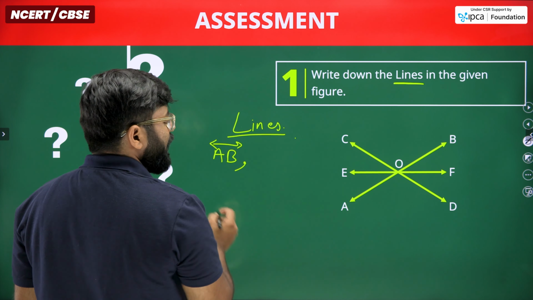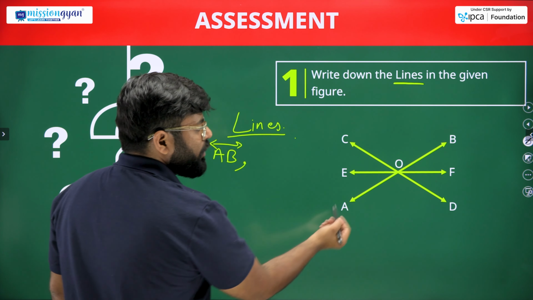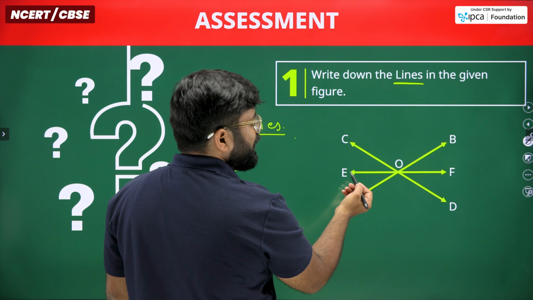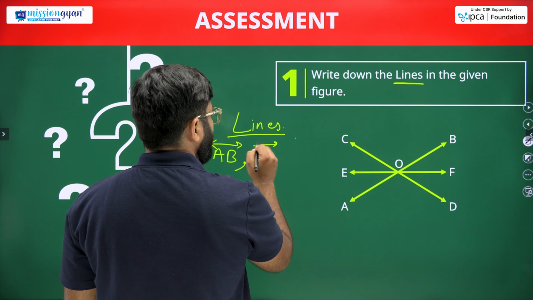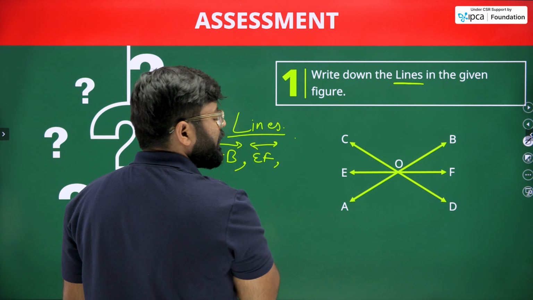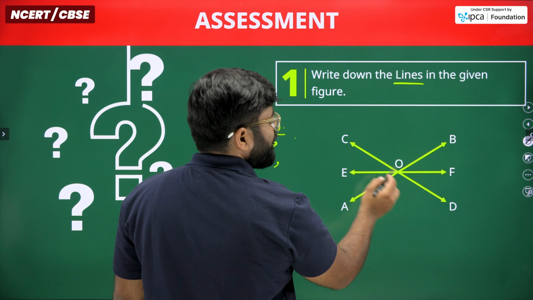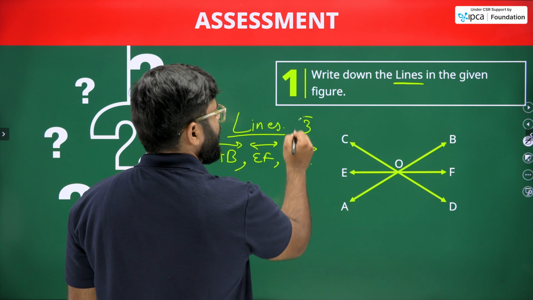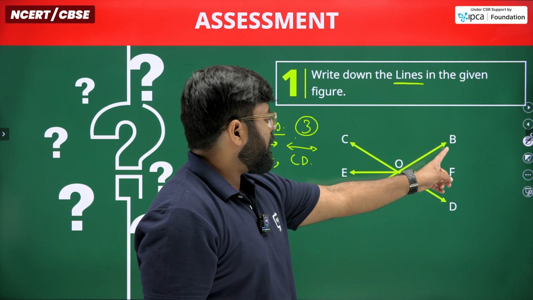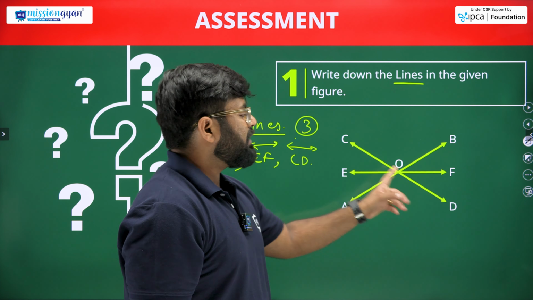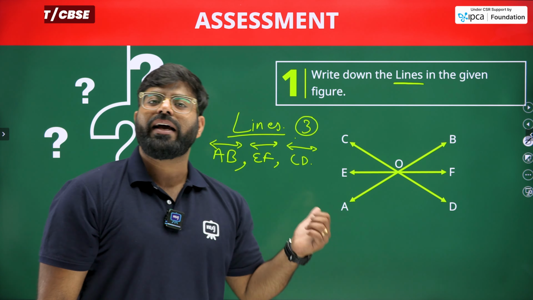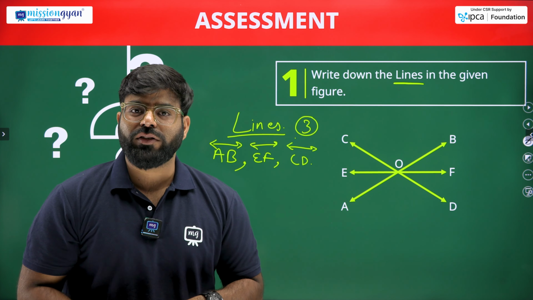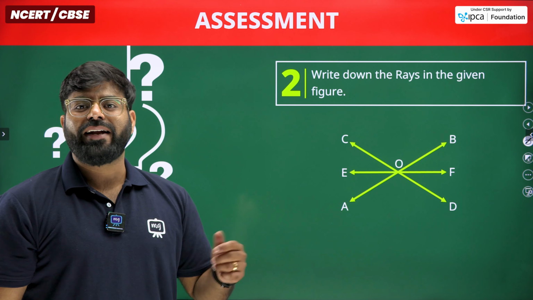Is that clear? Why? Because it is going endlessly in this direction and it is going endlessly in that direction also. Second, we can see that we have line EF. Is that clear? And the last one, we have line CD. That means we have got three lines here: line AB, line EF and line CD. And why are these lines? Because they are going endlessly in both directions. I hope you have understood. If yes, let's move towards the second assessment.